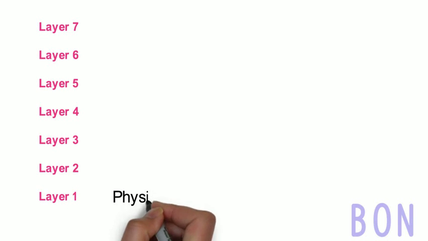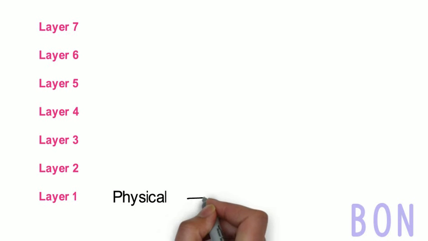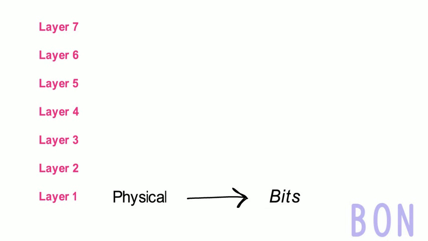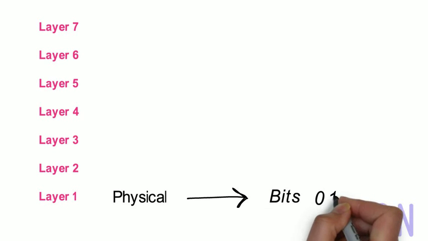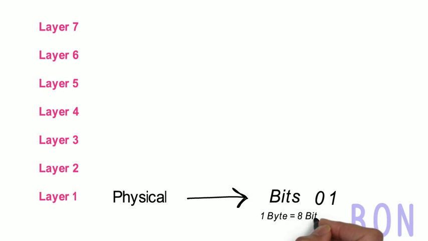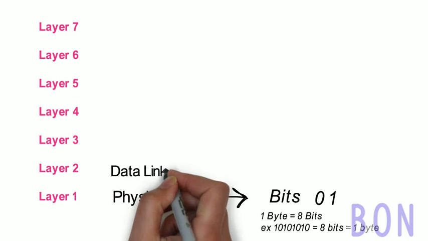On this page we have the 7 layers. I will introduce them to you one by one from the bottom layer to the top layer. The first one is the physical layer. Normally it's about wires, like the network media that we talked about in the last video, and it mostly uses bits, like zeros and ones. 1 byte is equal to 8 bits. For example, 10101010 is 8 bits, which means it is 1 byte.